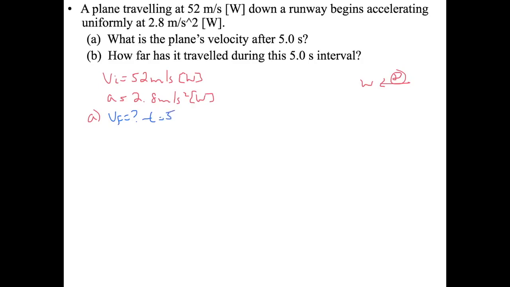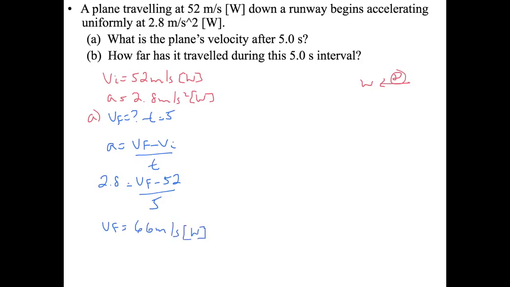Again, we have to figure out what equation we want to use. Let's use our basic A equals VF minus VI over t. 2.8 equals VF minus 52 divided by 5. We do a little bit of rearranging, and we get VF equal to 66 meters per second west. B says, how far has it traveled? So D is the question.